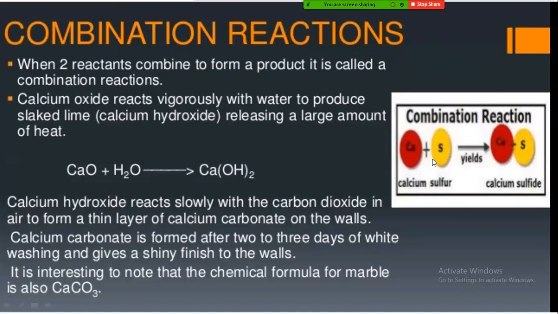Combination reaction, right? Calcium and sulfur gives you calcium sulfide. When two reactants combine to form one product, it is called a combination reaction. Calcium oxide reacts with, this is just an example, calcium oxide plus water gives you calcium hydroxide, slaked lime. Calcium oxide is lime or quick lime. Both names are correct, है ना?